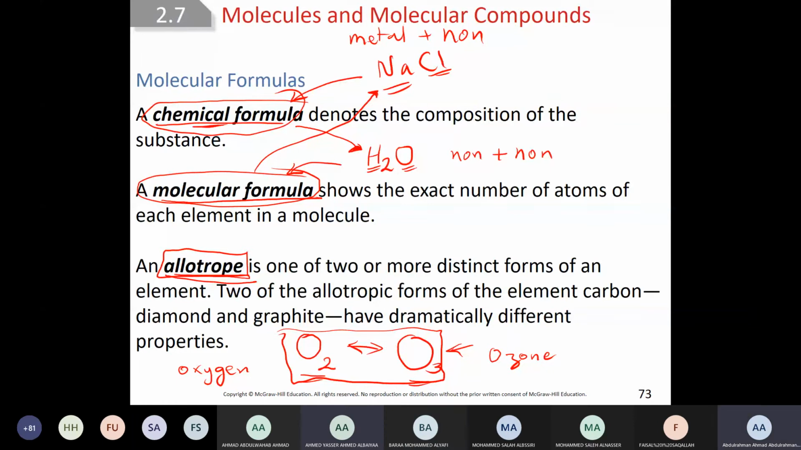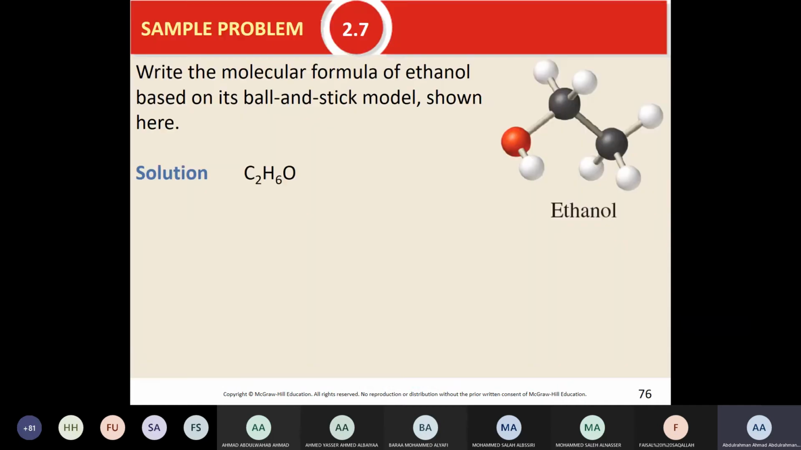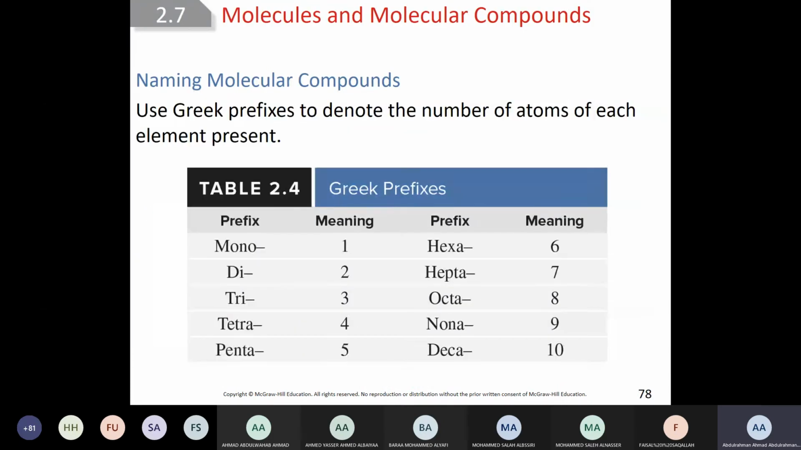So what's the meaning of allotropes? It's not isotopes. These are allotropes: a compound consisting of one element but in 2 different forms. If you breathe ozone, you will die. Don't. I don't know the Arabic word for it, maybe. Is it clear? Very good. Now let's go to something else.